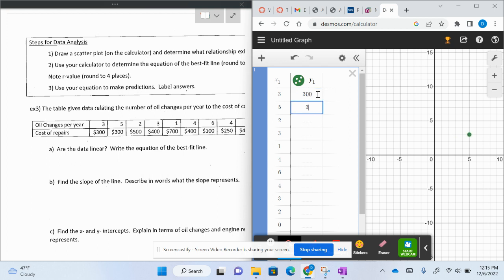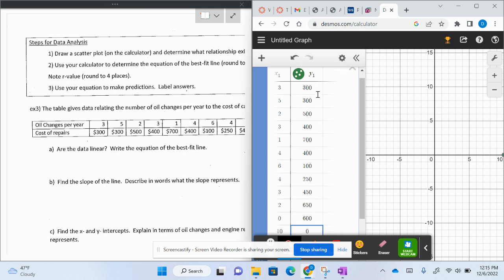300, 300, 500, 400, 700, 400, 100, 250, 450, 650, 600, 0, 10.